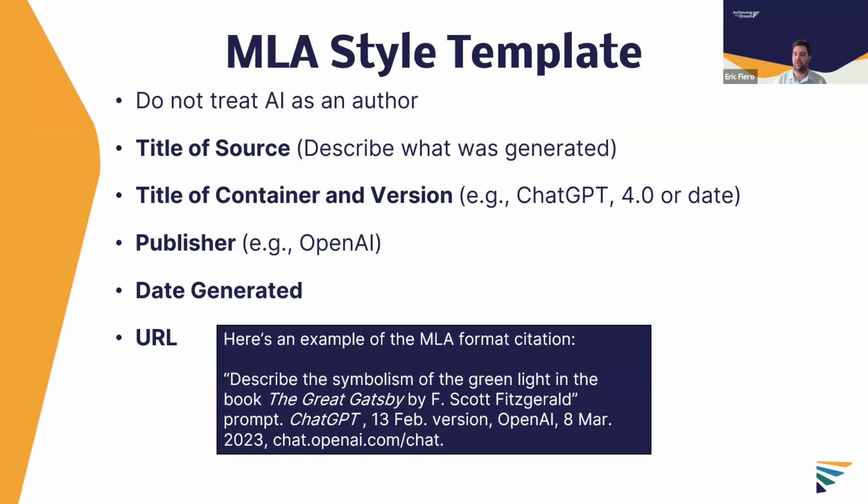So this is what it might look like. "Describe the symbolism of the green light in the book The Great Gatsby by F. Scott Fitzgerald." That was the title. And then ChatGPT, 13th of February version, OpenAI, the access date, and then the URL. This is a very broad example. They also use in-text citations as an opportunity, so you might just say this was generated via ChatGPT. These are going to vary college to college, classroom to classroom, depending on how you determine this.